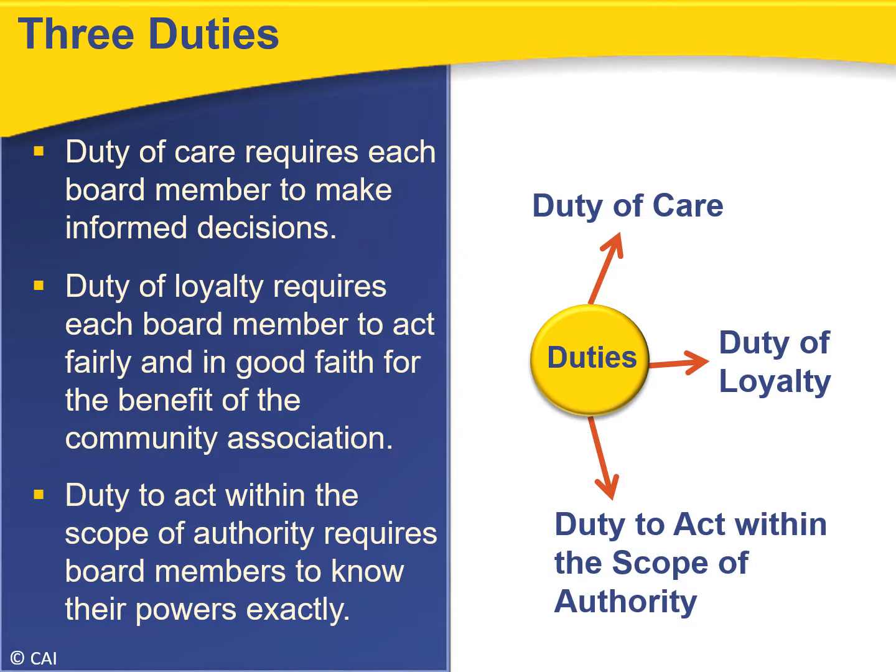The duty to act within the scope of authority requires board members to know exactly what their powers are. For example, before trying to add rules about paint colors, you must first be certain your community association has the authority to adopt new rules. This knowledge only comes from familiarity with the governing documents as well as relevant state laws.